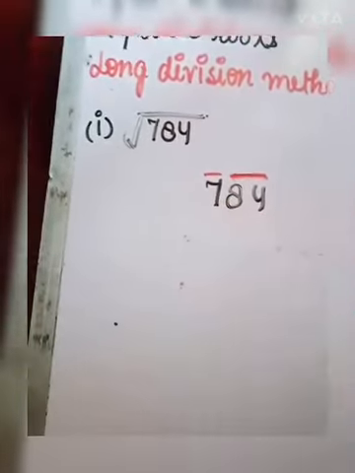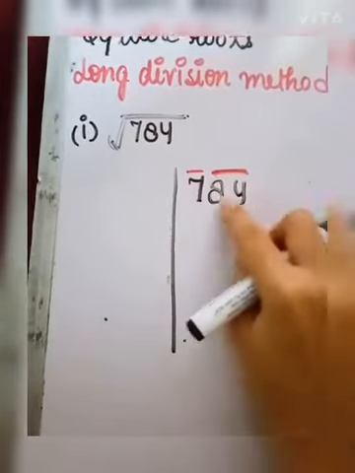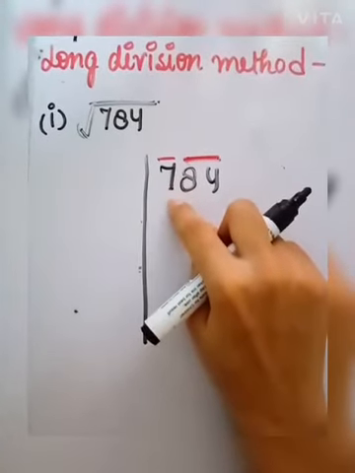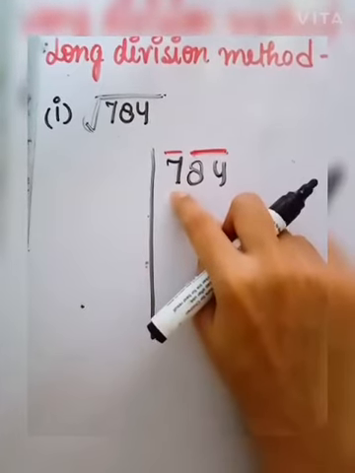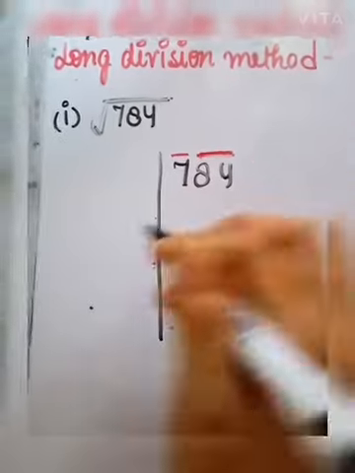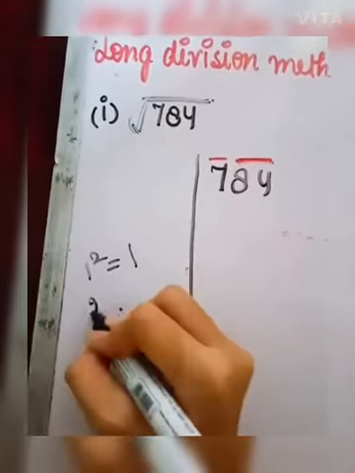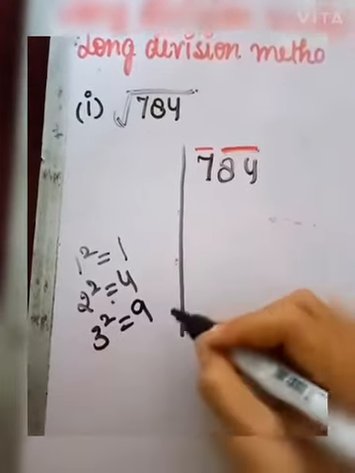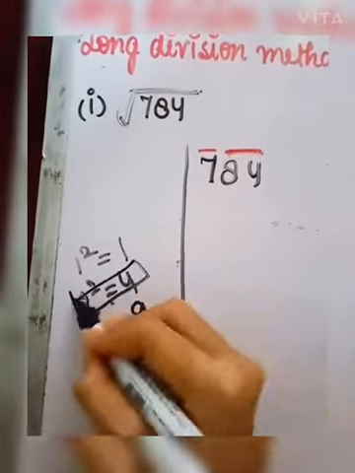Now class, see, you have to think of a number whose square is either equal to 7, the first period, or nearest to it. Now think of the square of numbers. Square of 1 is 1, square of 2 is 4, square of 3 is 9. See, 9 is greater than 7, so whose square is near to 7? Square of 2.